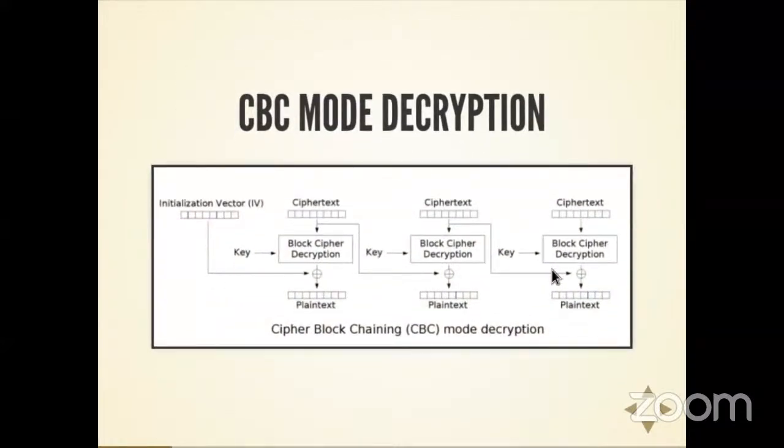And again, decryption works similarly. We start with the first ciphertext block, we decrypt it, and then we XOR it with the initialization vector to get the plain text. Then we use that first ciphertext block as the IV for the next one, take the second ciphertext block, decrypt, XOR, and get plain text, and so on and so forth. So the initialization vector needs to be known by the decryptor, but this is generally not a problem. It doesn't need to remain secret. It should just be randomly generated at encryption time.